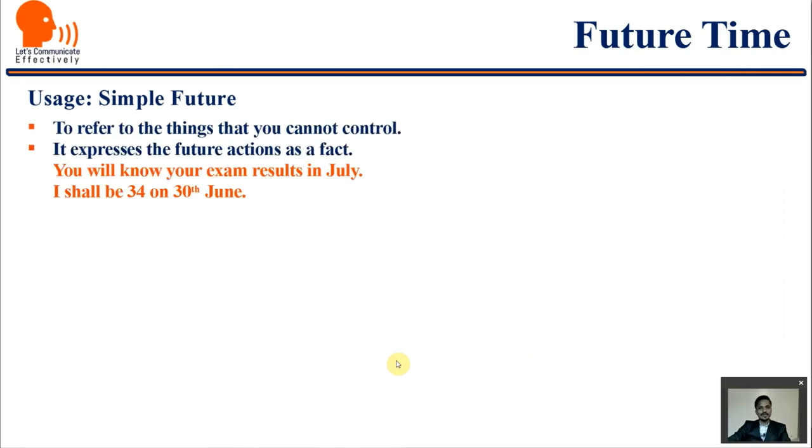Simple future. It is used to refer to the things that you cannot control, and it expresses future actions as a fact. Now, things you cannot control and future actions as fact. Like, you will know your exam results in July. Facts. I shall be 34 on 30th of June.